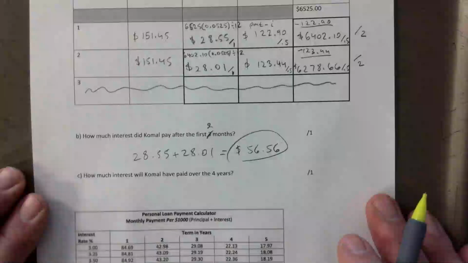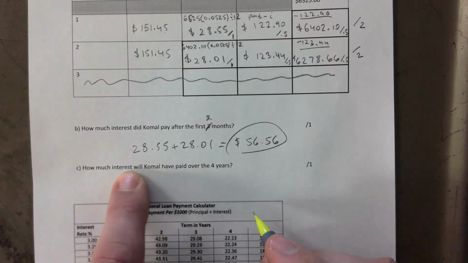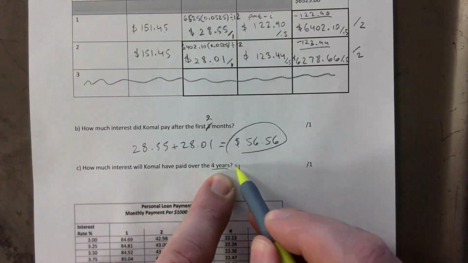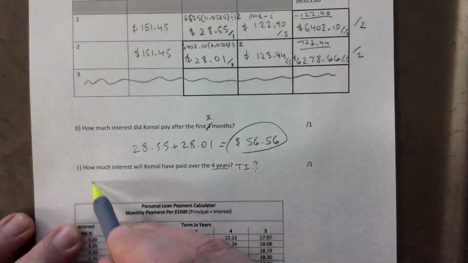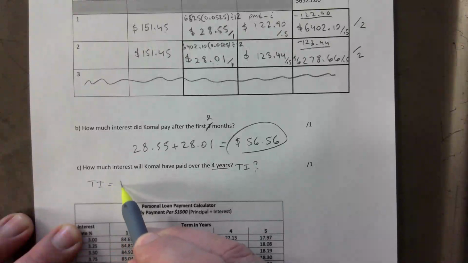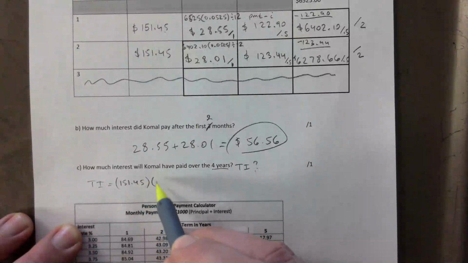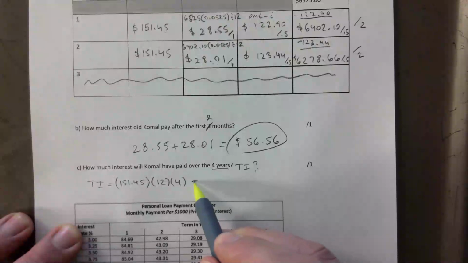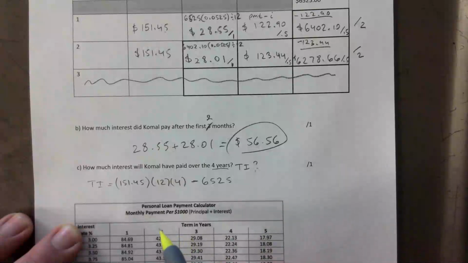And then this one is actually independent from what we've just done. It says how much interest will Kamal have paid over the 4 years. This is asking for total interest. Okay, what's the total interest? So total interest is payment, times 12 months times 4 years minus my loan was 65.25.